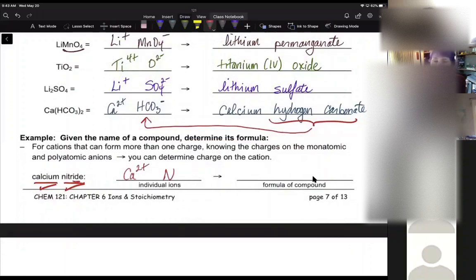Nitride is just one nitrogen forming the negative ion. So it's in group 5, that means its simple ion is 3-. Remember, you have to do the crossover method to form a neutral compound.